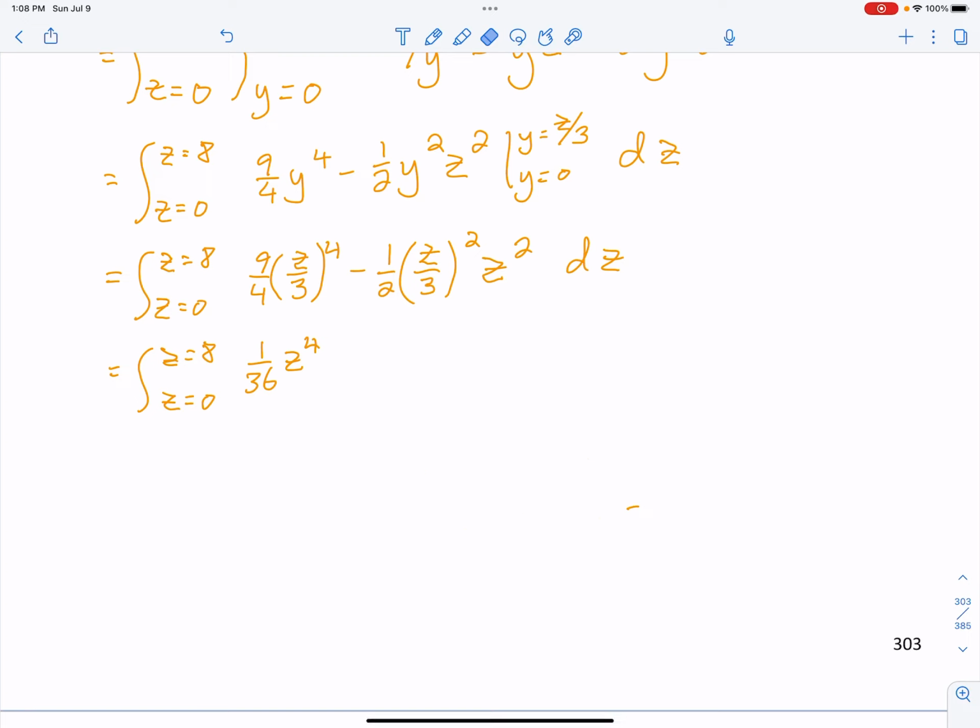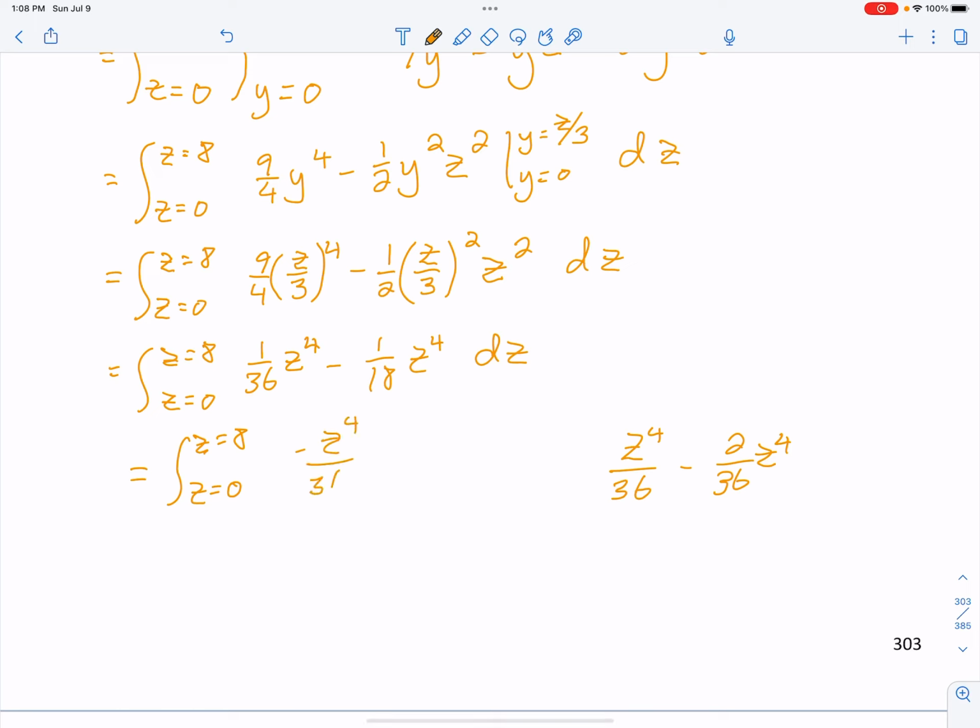That's perfectly fine. Okay, here we're going to get minus z to the 4th over, it's not a 6, it's a 9, 3 squared. So it's 1 over 18 z to the 4th dz. And then we might as well go to one term. They have z to the 4th, so I'm not going to do two different integrals. I'm just going to combine like terms. If I multiply the second one by 2, I get z to the 4th over 36 minus 2 over 36 z to the 4th. So I got minus 1 z to the 4th over 36, using like terms, dz.